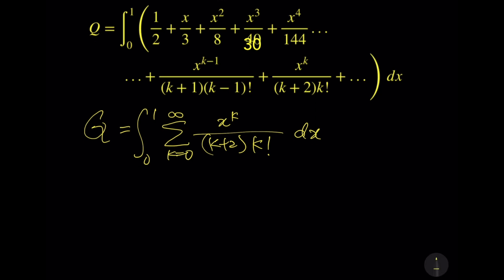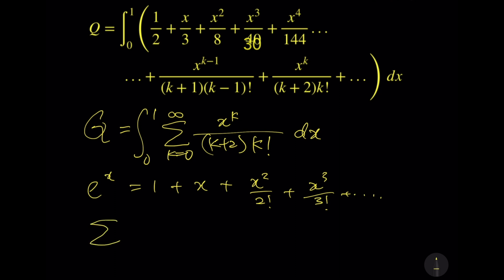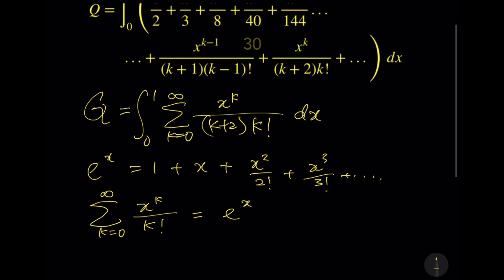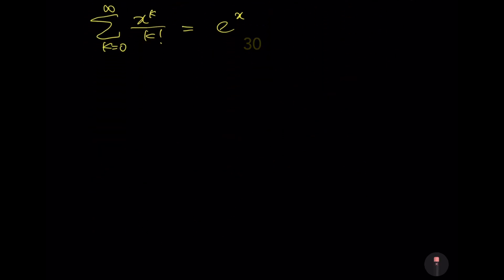Based on the Taylor series, e power x equals 1 plus x plus x power 2 divided by 2 factorial plus x power 3 divided by 3 factorial and so on, which can be rewritten as the sum from k equals 0 until infinity of x power k divided by k factorial, equals e power x. Then multiply x to both sides. The right hand side becomes x multiplied by e power x, while on the left hand side the x power k becomes x power k plus 1.